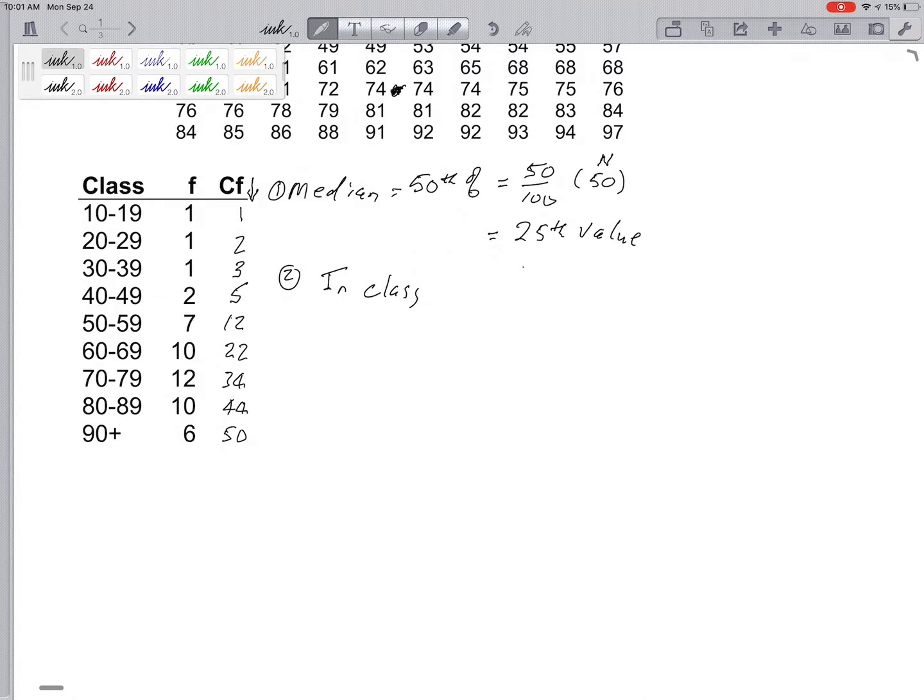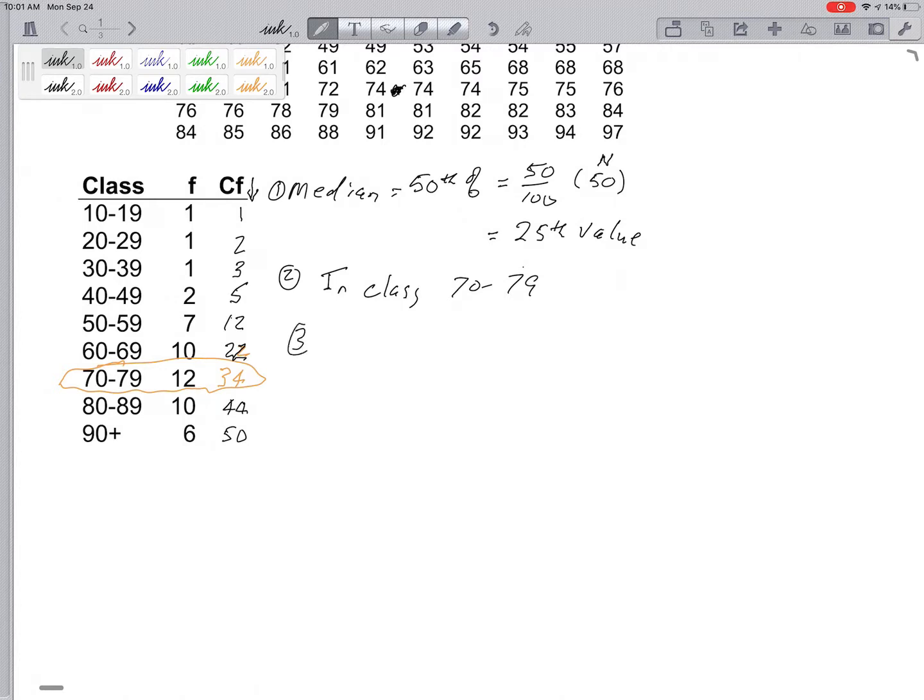Now, we're looking in that particular column for where 25 would fall, and you can see that it's going to fall in the 70s, right in here. And that's because by the time we get to the end of the 70s, we're up to 34 people. By the end of the 60s, we're just at 22 people. So the 25th value is somewhere in that class of the 70s. So it's in the class of 70 to 79.